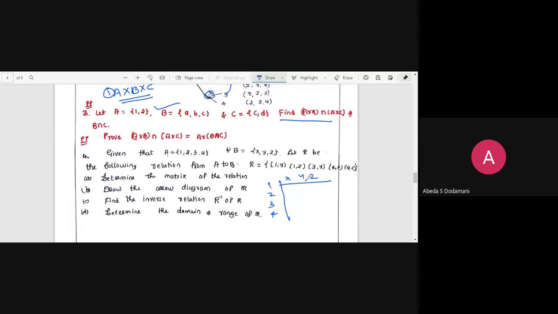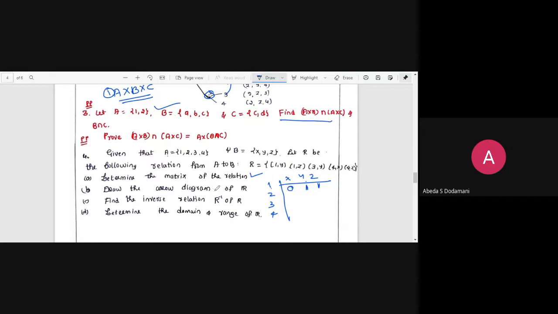If there is no relation from 1 to X, then you will write 0. If from 1 to Z there is a relation, then you will write 1. Are you recalling it? Yes, ma'am. Like that, you have to do it. I think I've already solved it. You just check. Then draw the arrow diagram.